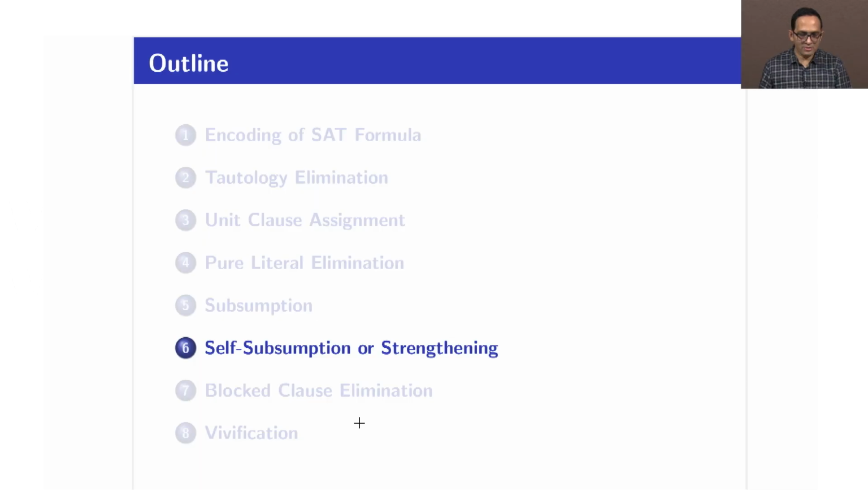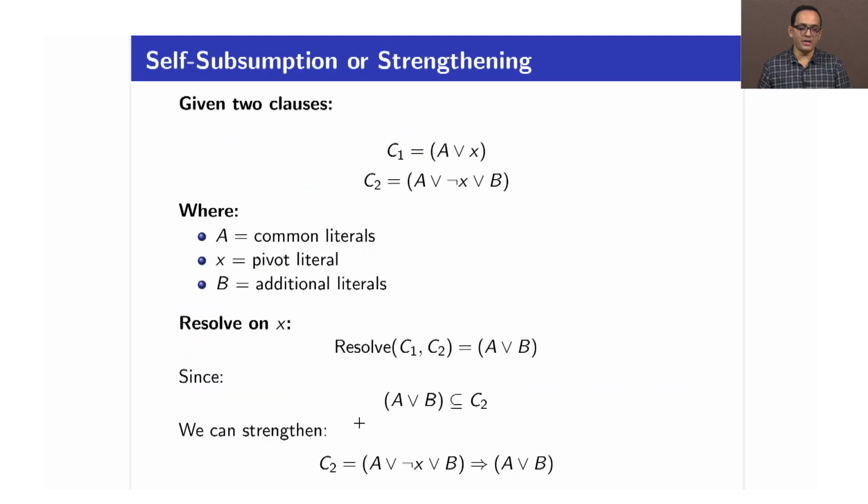It is of order n squared complexity to identify whether a particular clause is a subset of another clause. At a high level there may be some efficient implementation. This will also reduce the number of clauses, right. We are actually removing some clauses from the actual SAT formula. Okay. Next we will learn self-subsumption, or strengthening.